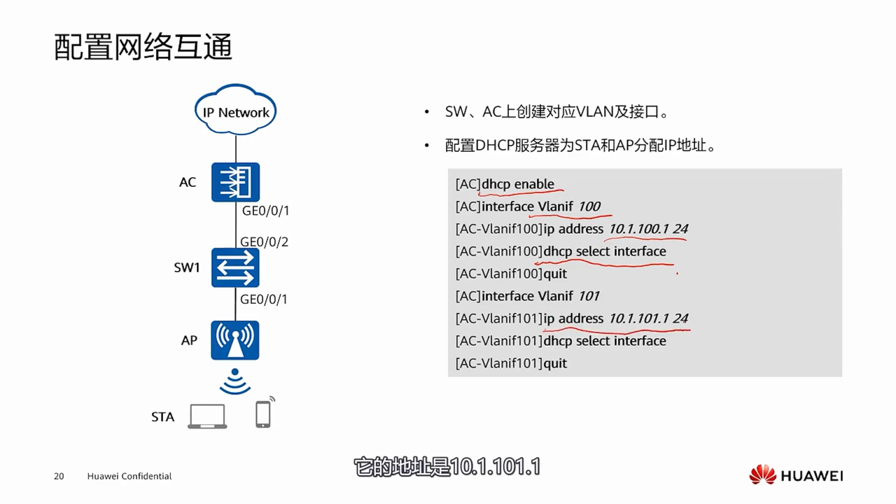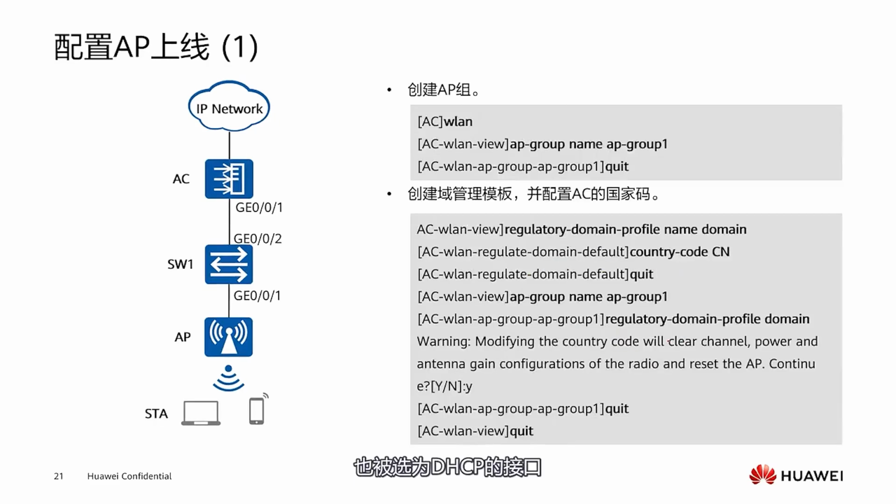Its address is 101.1.1 with a 24-bit mask. And this address is for allocating to users. This pool is used for managing APs. Thus, this logical interface is also selected as the DHCP interface.